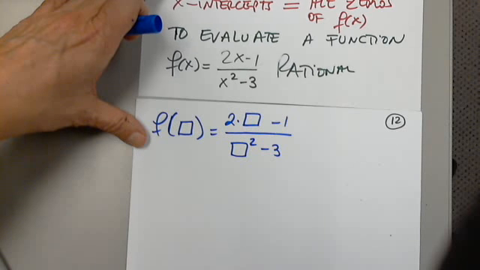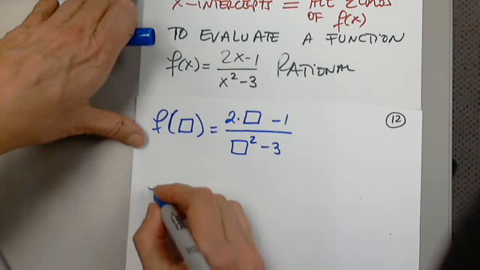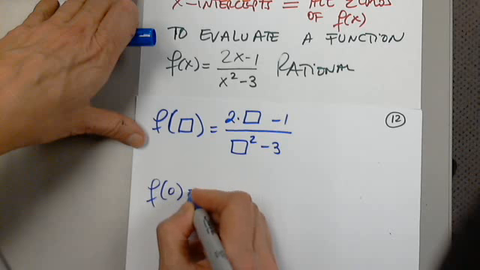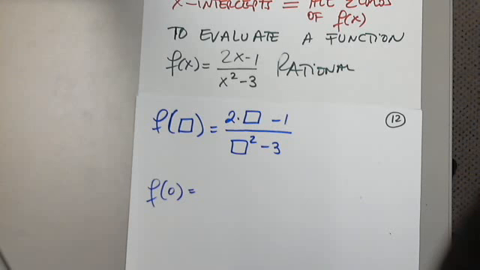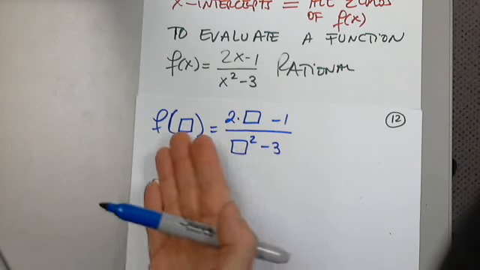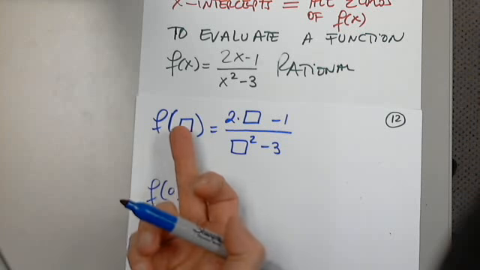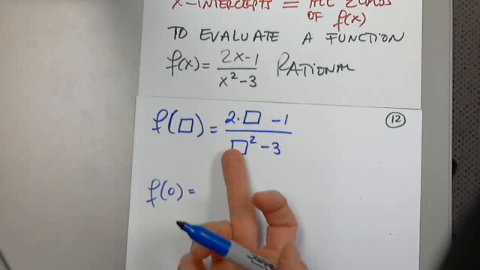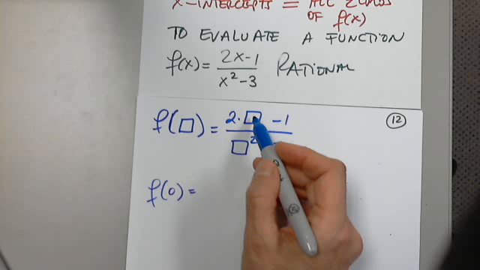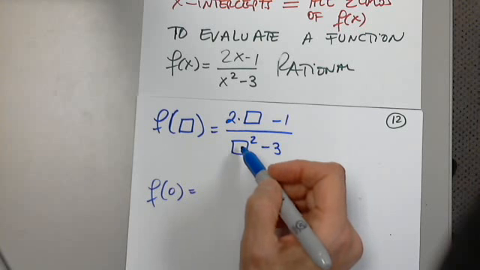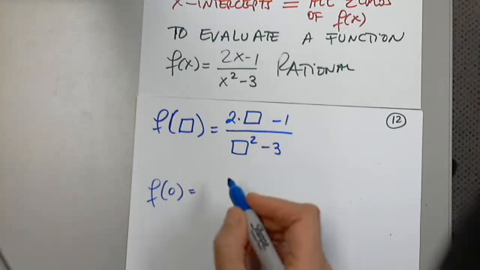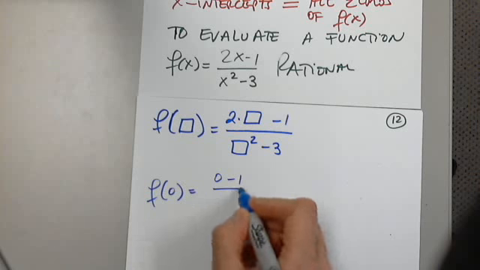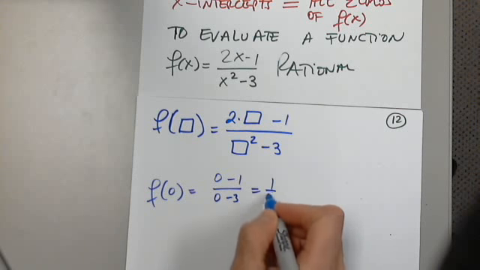So this is very clear, I think, that if I ask you to find f of 0, what will you do? Yes, plug 0 where you see the box, because this is the variable. You will say 2 times 0 minus 1, and then 0 squared minus 3, correct? So this will be 0 minus 1 over 0 minus 3, so the answer will be 1/3.